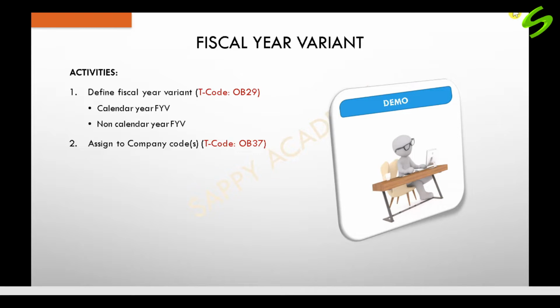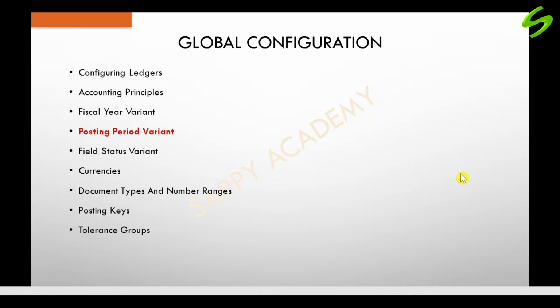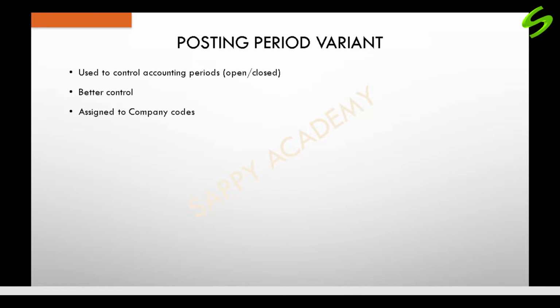Let's move on to the next topic, posting period variants. Posting period variant is used to control accounting periods by allowing certain periods to open and closing certain periods for posting business transactions. By assigning several company codes to the same variant, we can have better control by opening and closing periods at the same time.